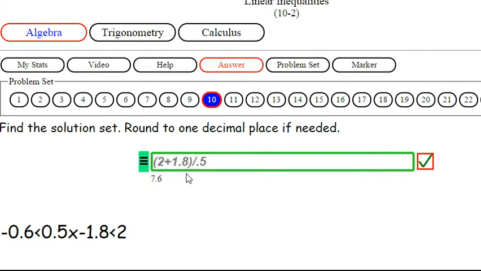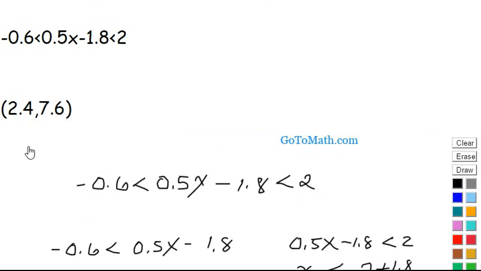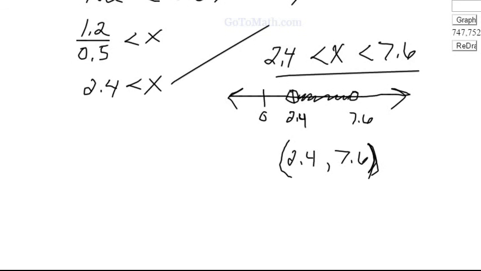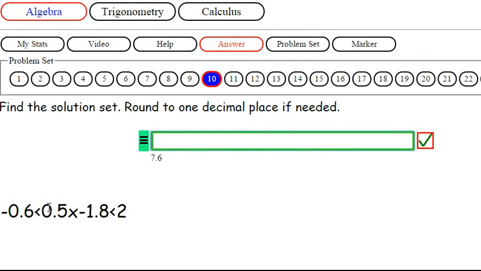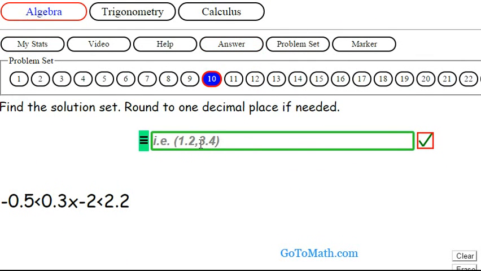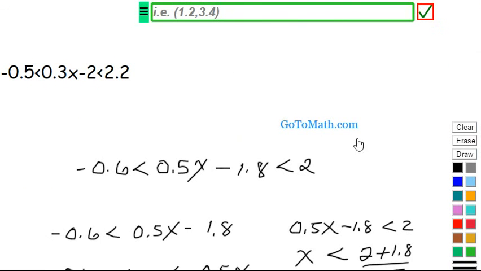Oh, wait a minute. I guess it wasn't. I didn't notice. It's too late now. Anyway, well, we'd have had it anyway. 2.4, 7.6 was written in interval notation. I thought, let me do something here. No, that's what it says. Okay. Anyway, we got it.